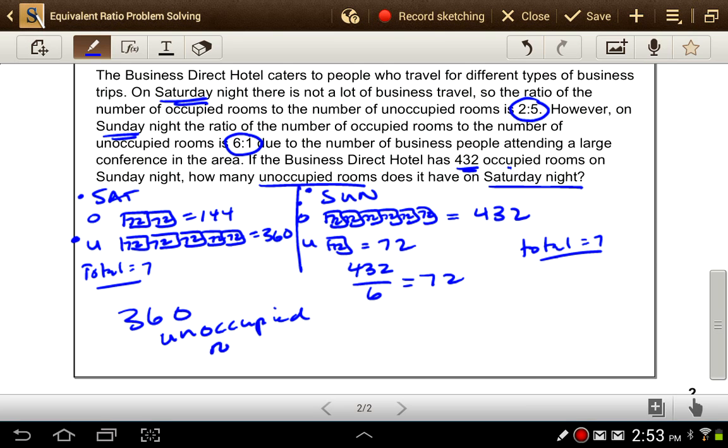Okay, so the process is the same for all of them. I have to take that section number, I take the amount divided by the section number. Once I figure out my section number, what each individual one is, I can use that to find my problem, no matter how many tape diagrams I have.